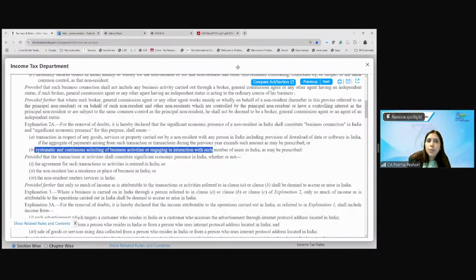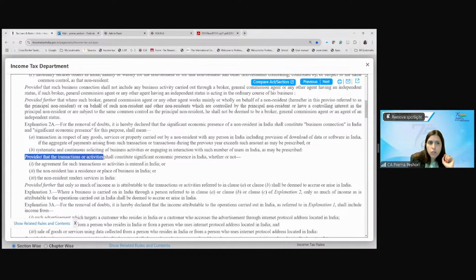Are we clear about this? Yes or no? Is significant economic presence clear to you, students? Yes? Yes, do you have any questions? Yes, fine. Now, let us read what it says further.